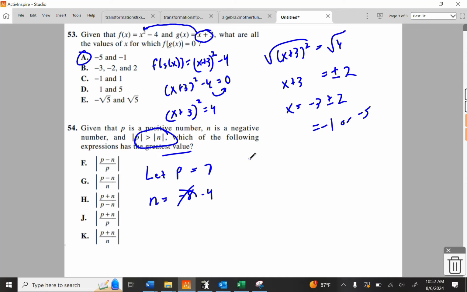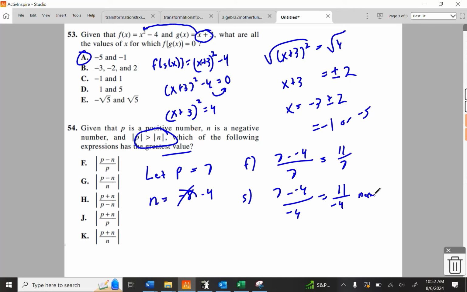If I did example F, I would have 7 minus a negative 4 over 7. This is going to be 11/7. If I did G, I'd have 7 minus a negative 4, this time over n, a negative 4. This is 11 over negative 4, which is negative, but it's in absolute value bars, so now it's positive. 11/4 is bigger than 11/7. I'm forgetting those bars, aren't I? I get ahead of myself.